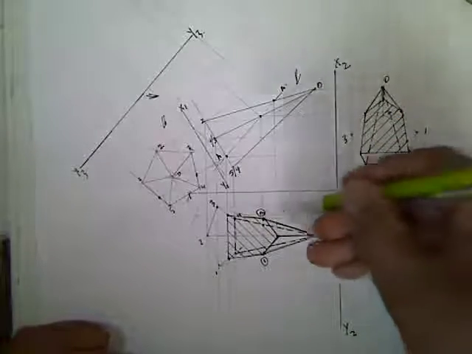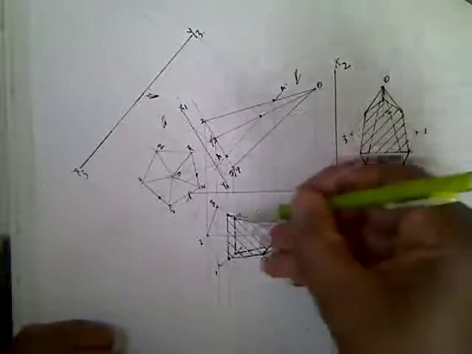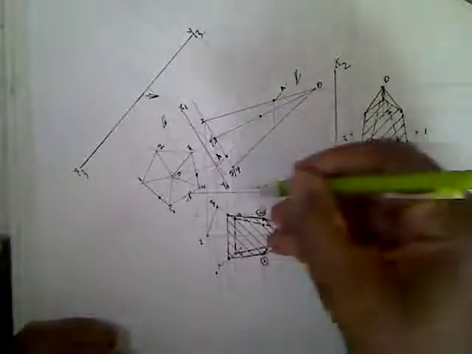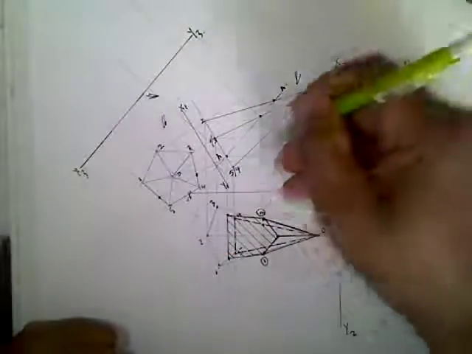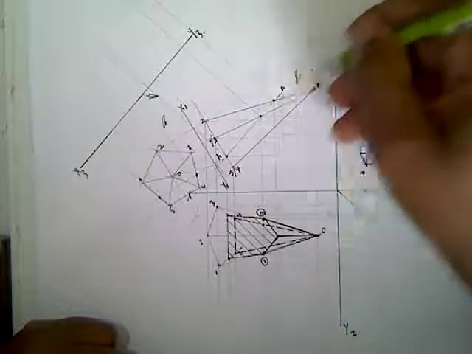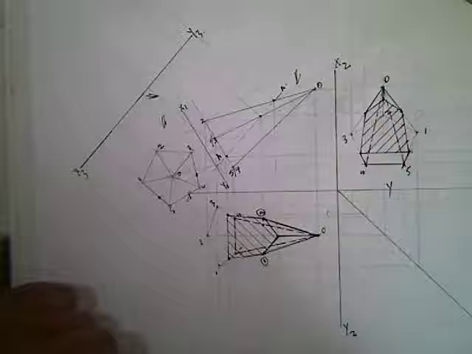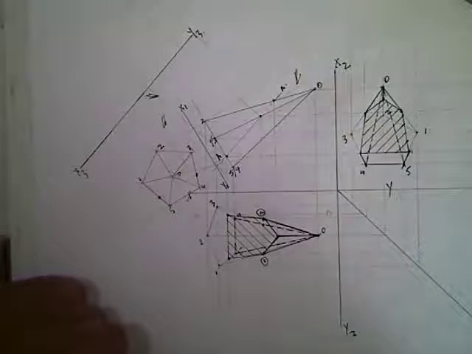These lines are parallel to the ground line. Their representation on the other side here are the true lengths. Or, how do I explain this one?